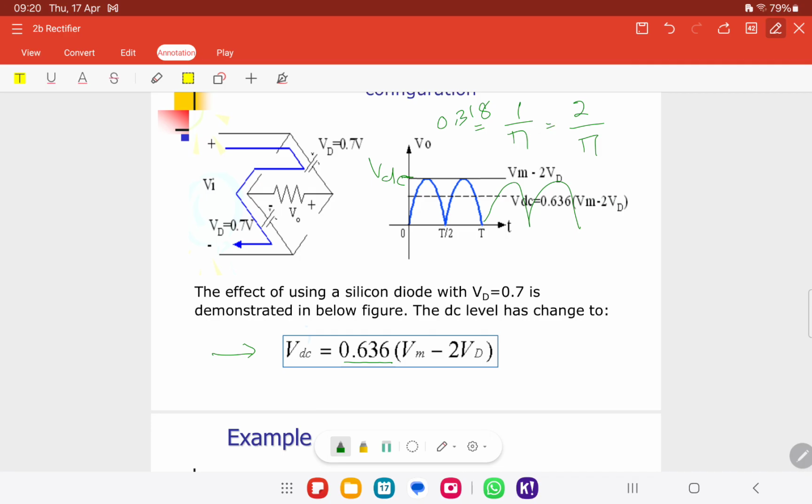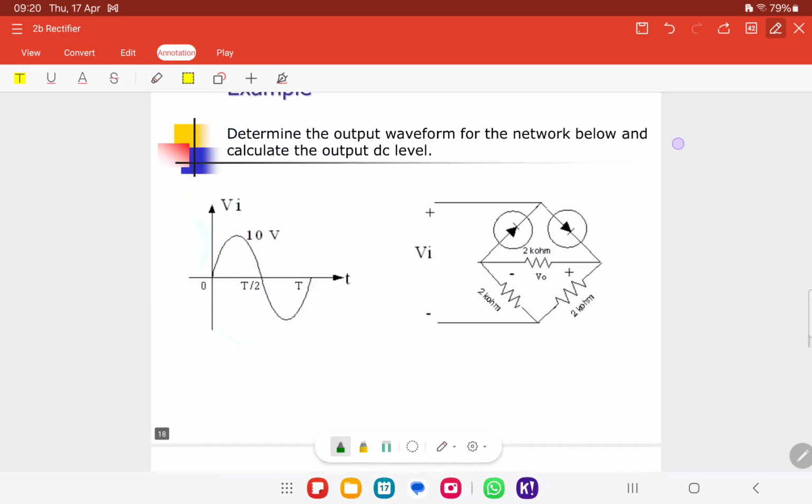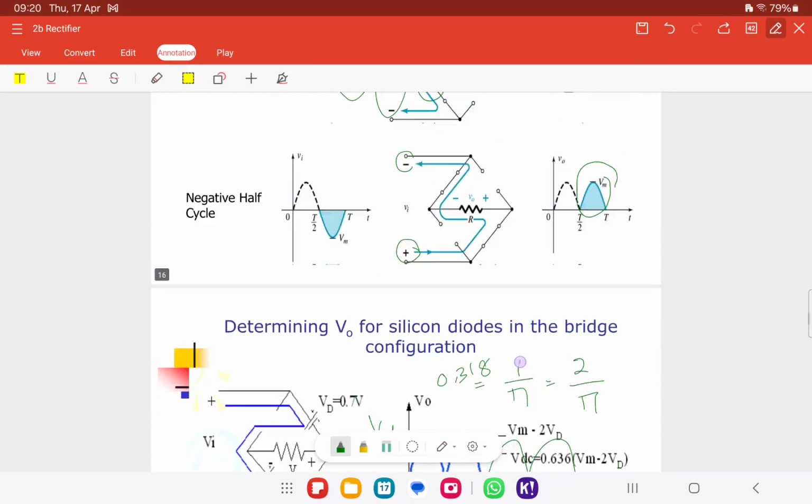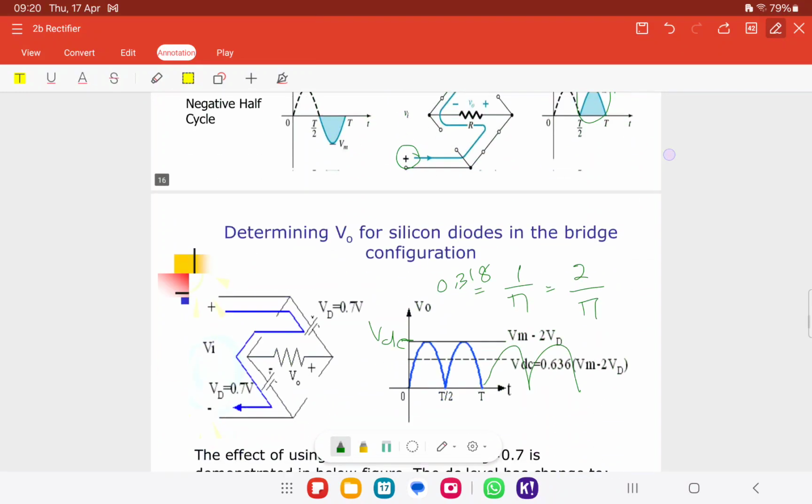Alright, why is it minus 2 VD here? Because we have 2 diodes in a path. One path passes through 2 diodes, so the formula must be minus 2 VD. These are the original circuits for the full wave.